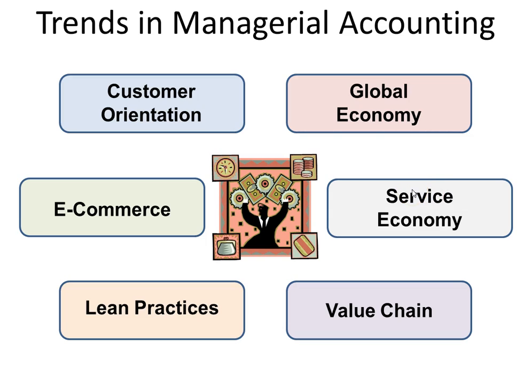So, some trends in managerial accounting. Becoming more customer oriented. There's a global economy, so it adds to the complexity of what currencies you're using and so forth, and shipping. Obviously, the internet has become a big factor. The economy is moving more from manufacturing to a service economy. Lean means keeping your expenses down as much as possible, and the value chain is the added value process that a company provides, either in their services or in their products.